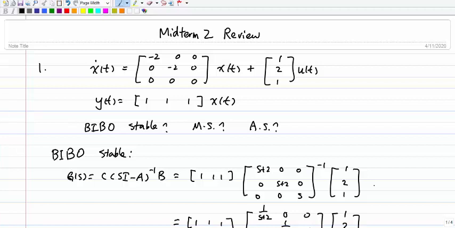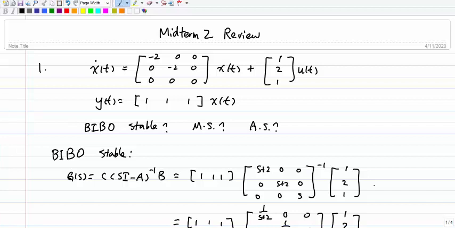The first question is about the stability for linear time invariant systems. So we have three stabilities we talked about before. One is BIBO stable, one is marginally stable, one is asymptotically stable. Okay. So this question asks for the verification of whether a linear time invariant system is stable or not.